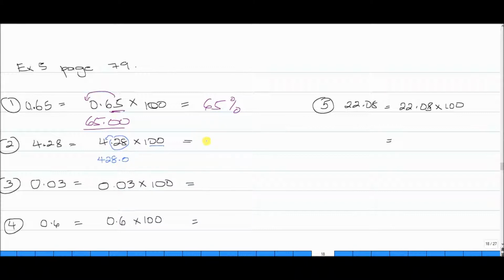So our answer will be 428%. This is 428%. All right. So for number 2, 4.28 as a percentage would be 428%.